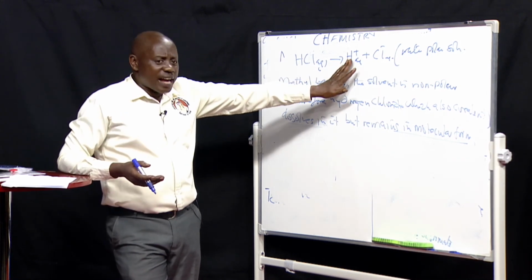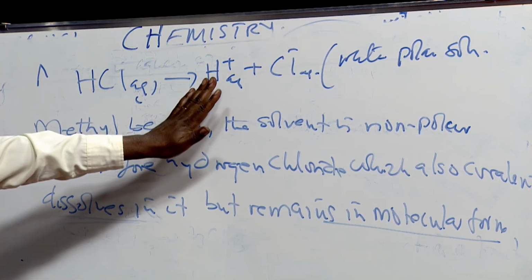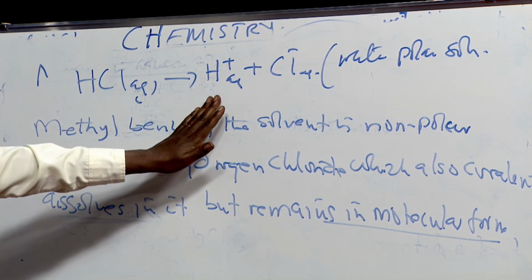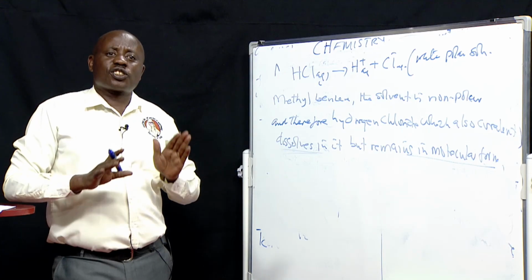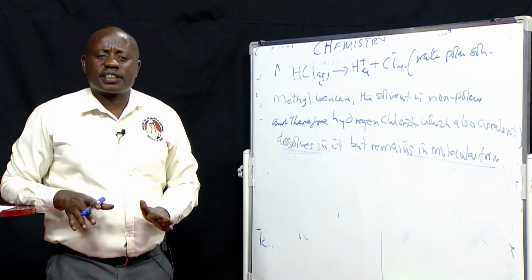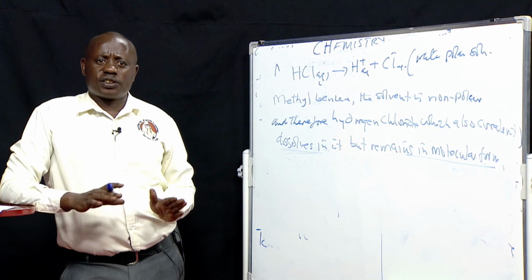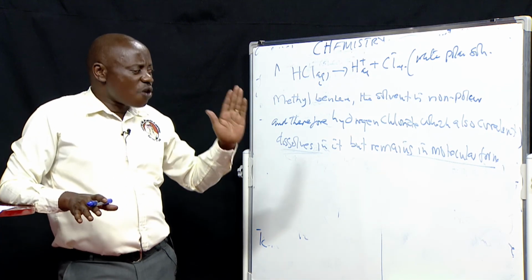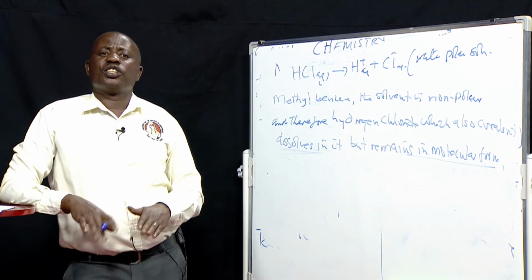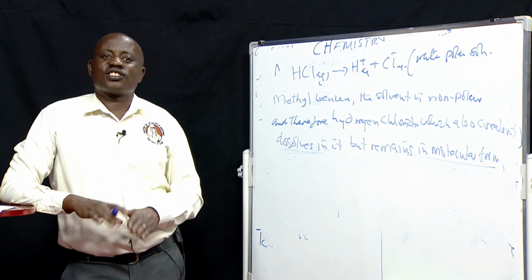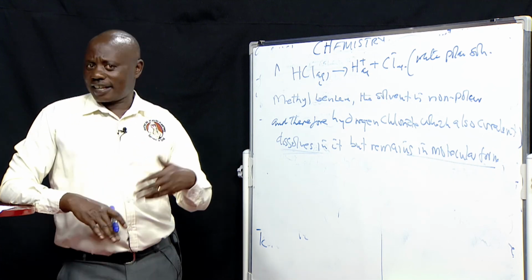So it does not form ions to conduct electric current, does not form ions to react with bases, does not form ions to react with carbonate, does not form ions to react with metals, and so on. It remains as hydrogen chloride, but dissolves because all non-polar solvents dissolve covalent compounds. And when dry, hydrogen chloride, being covalent, will dissolve in methylbenzene, but will not ionize. Therefore, it does not react. It only reacts with metals when heated.